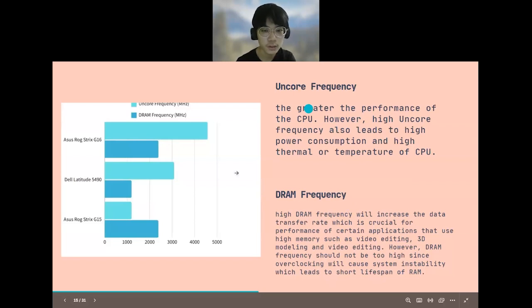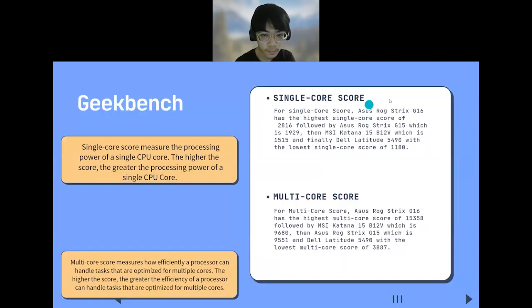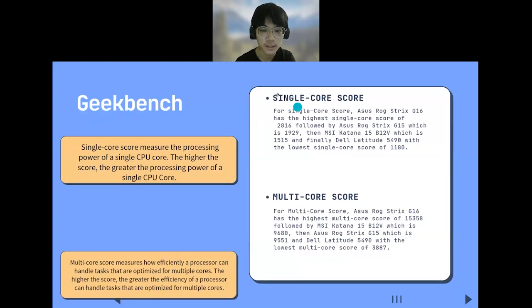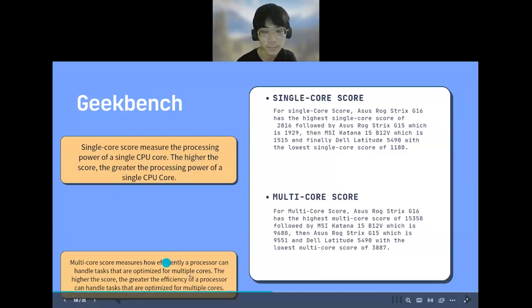Okay, so for the Geekbench, the single core score and the multi-core score of the laptops are compared. Single core measures the processing power of a single CPU core, so the higher the score, the greater the processing power of a single CPU core. Multi-core measures how efficiently the processor can handle tasks that are optimized for multiple cores, which means the higher the score, the greater the performance of the processor on tasks that are optimized for multiple cores.